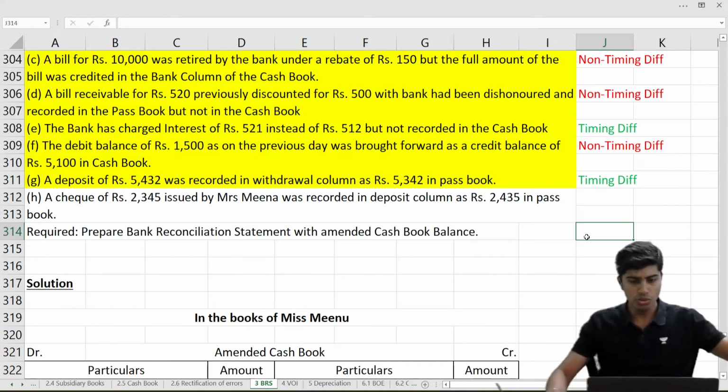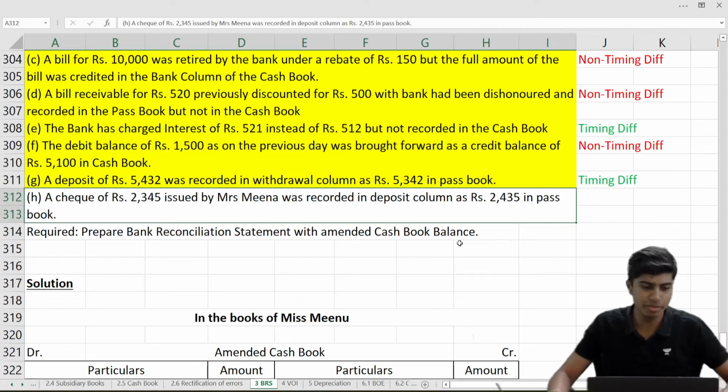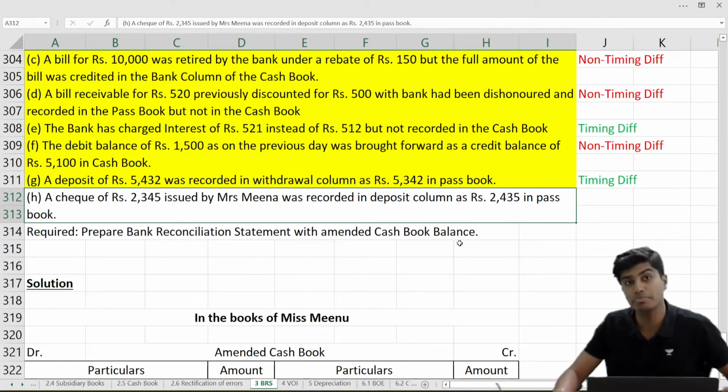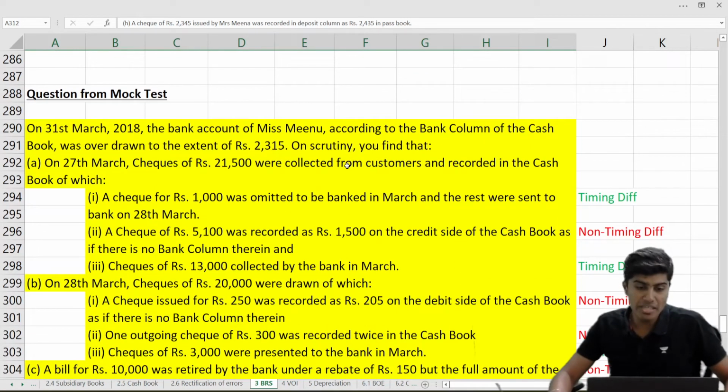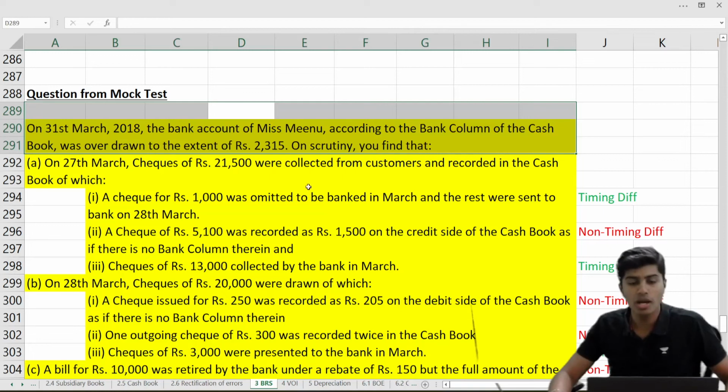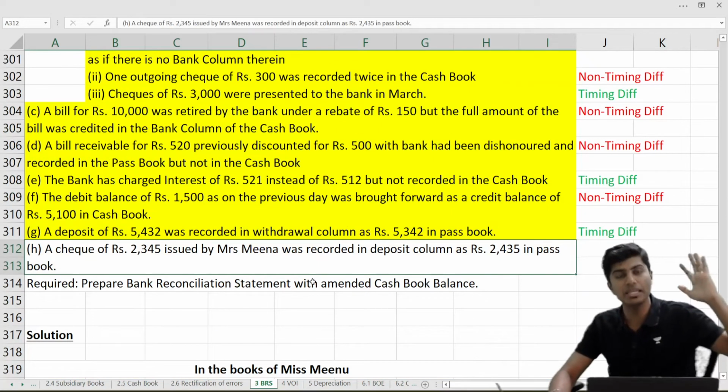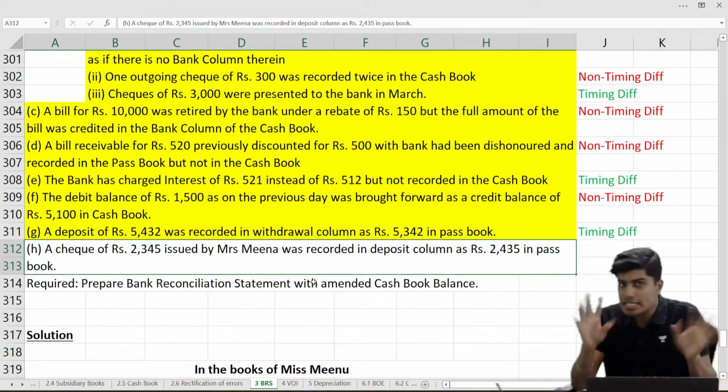Done. So the last one, H adjustment. A check of rupees 2345 issued by Mrs. Meena. Who issued this check? Mrs. Meena. Who are we? We are representing Miss Meenu. And this check is issued by Mrs. Meena. Meaning it is not us.